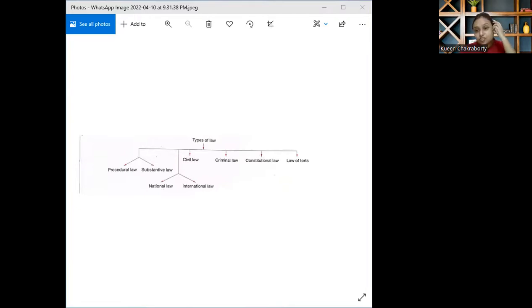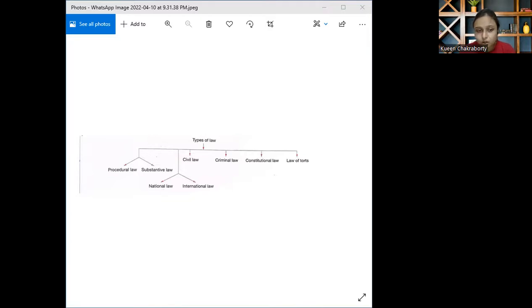Now coming to national law. What's a national law? National law, which regulates the relationship between two or more persons within a nation, is called a national law. Then what's an international law? International law is a law which governs the relationship between two or more, or amongst two or more, states.